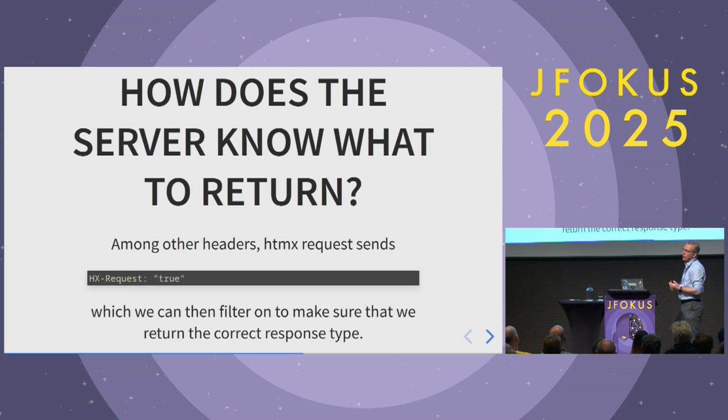So how does the server know what to return? Because of course, if we're returning snippets, we want to make sure that we only return snippets if we get a call from an HTMX enabled button, etc. Every call that is made with HTMX has this header. It's HX request true. That means that on the server we can filter this and say, oh, it's an HX request. Go over there and create the snippet instead. If we don't see this, generate the whole page.